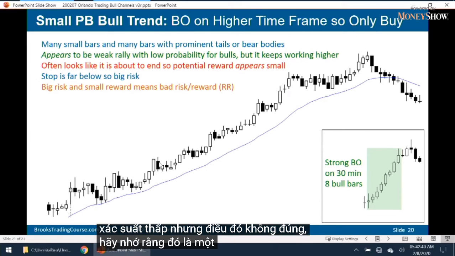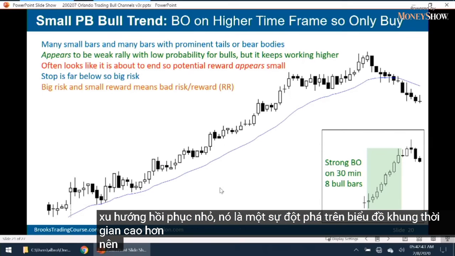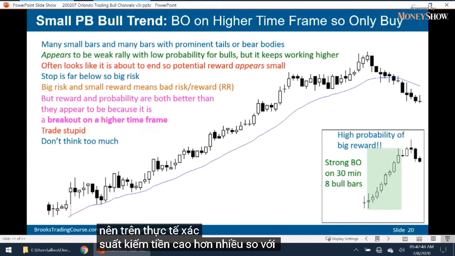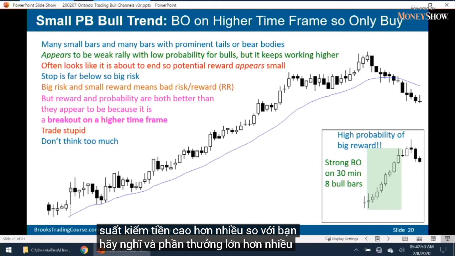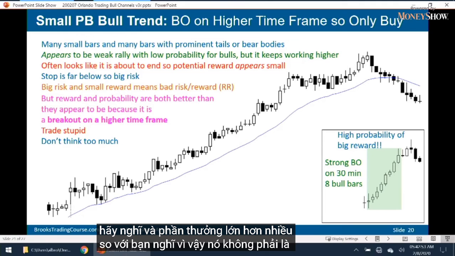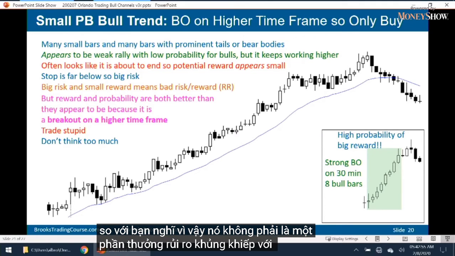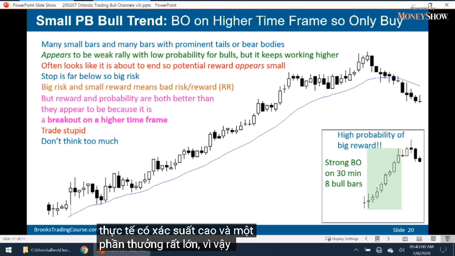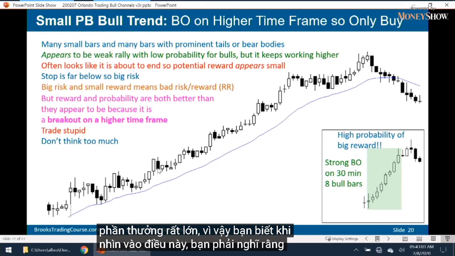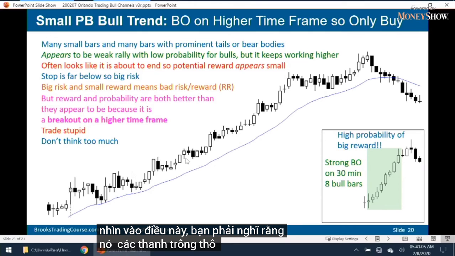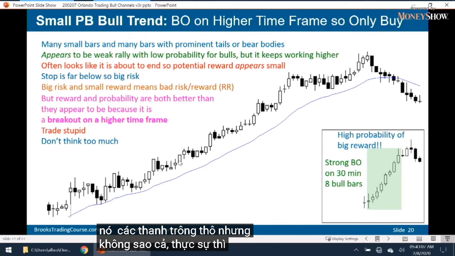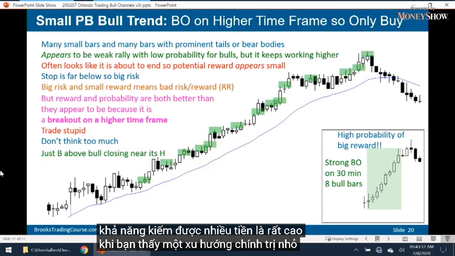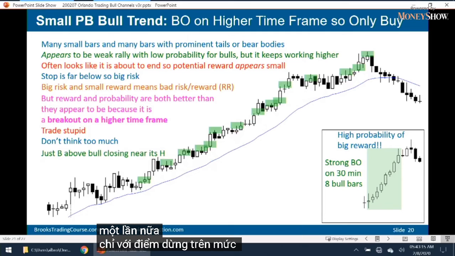Remember, it's a small pullback bull trend. It's a breakout on a higher time frame chart. So in fact, the probability of making money is much higher than you think, and the reward is much greater than you think. So it's not a terrible risk reward with low probability, and in fact has a high probability and a very big reward. So when you look at this, you got to be thinking the bars look crummy, but it's not. There's actually a very high probability of making a lot of money when you see a small pullback bull trend. Again, just buy with the stop above the high of the prior bar.